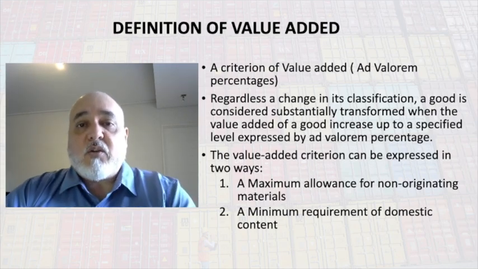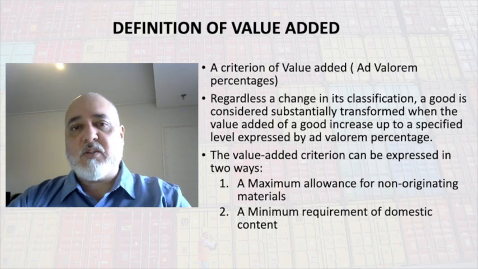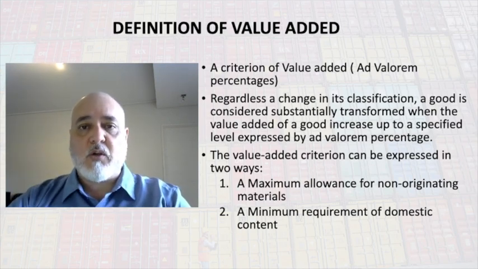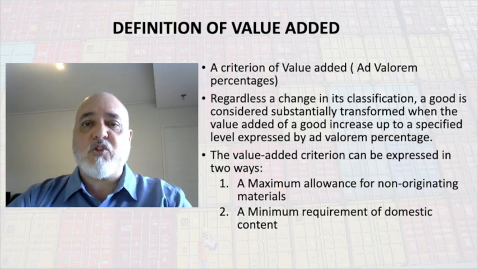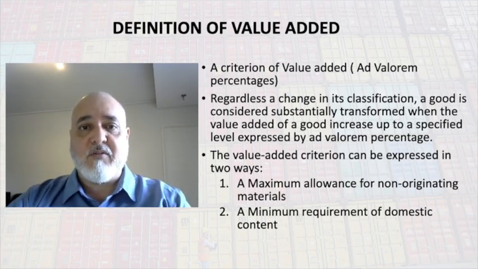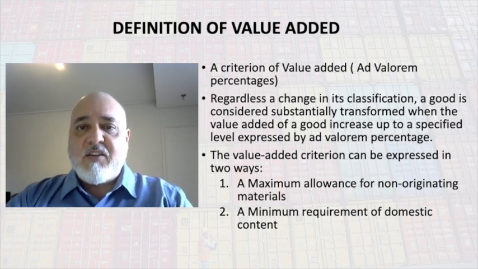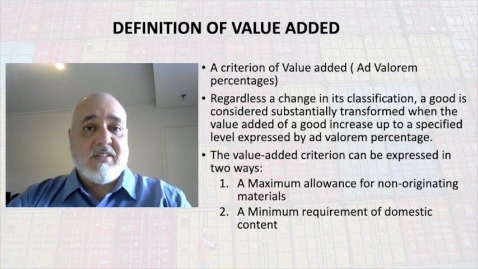Moving on to the second criterion, the value added rule is another way to determine the substantial transformation of a good. In simple terms, it involves calculating the value that has been added to the product in the process of production. It is typically measured as a percentage of the final product's total value. The idea behind the value added rule is that the product's country of origin is the one that has added the most value to it.